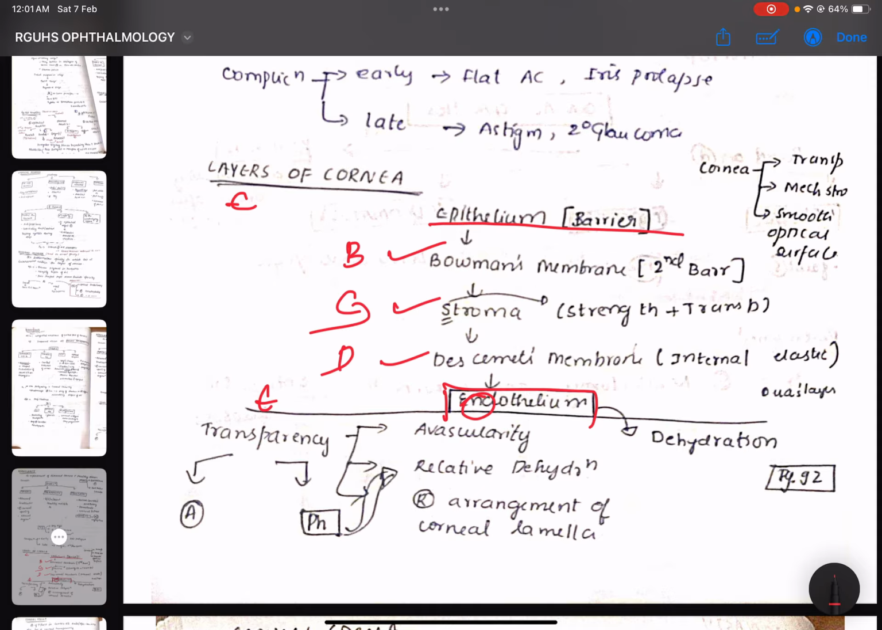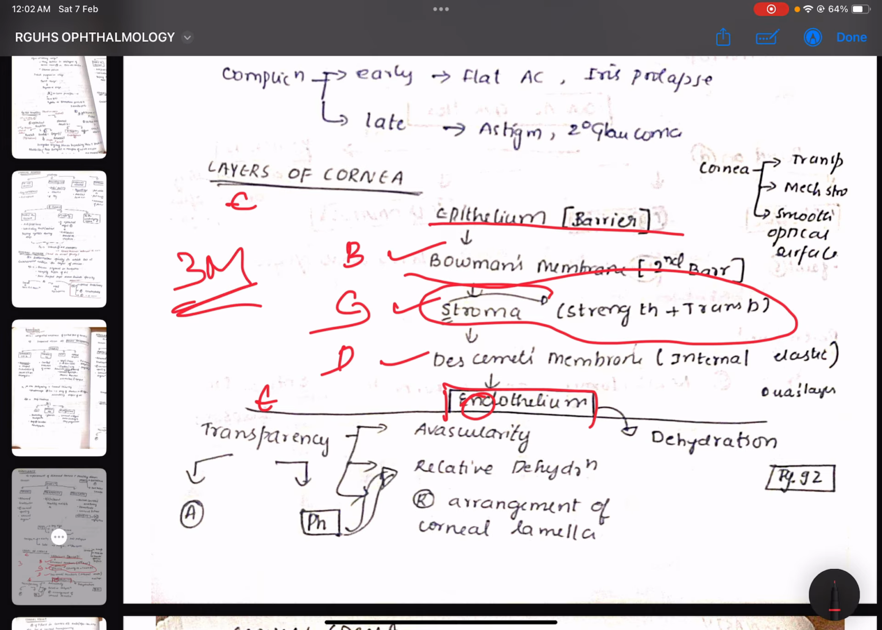Now remember the functions of each, so that you know which layer is being affected. What is the function of epithelium? It's a barrier. Bowman's membrane is also a barrier. But what about the stroma? It provides strength and transparency. After that, you need an internal elastic membrane for durability. Then what does endothelium have to do? It has only to do with dehydration. This itself is a three marker. There is a reason why I'm discussing this question first and then going to other topics of the cornea, so that you have an easy understanding of all the diseases.